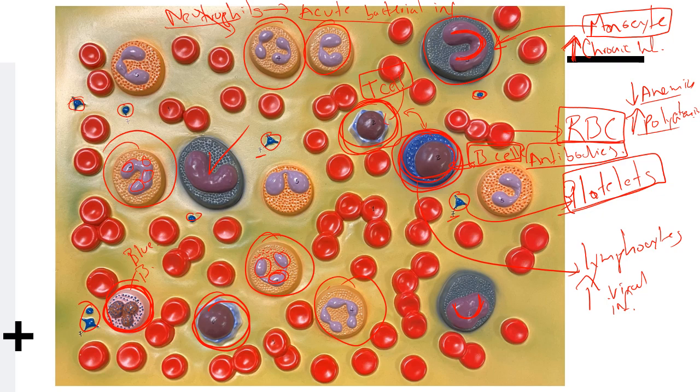So basophils have these blue granules. Basophils will elevate in allergic reactions. They also intensify inflammation, and also in some parasitic diseases where you have parasites, they can get elevated as well.